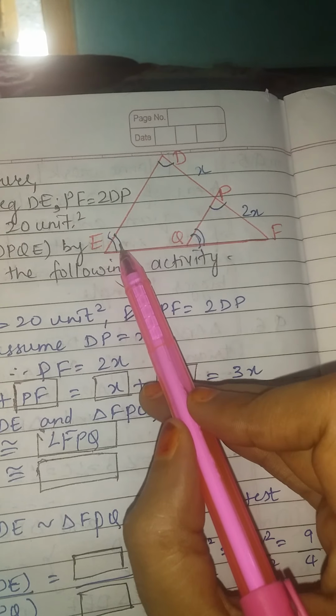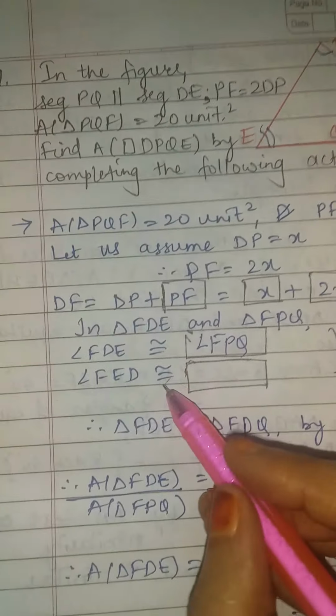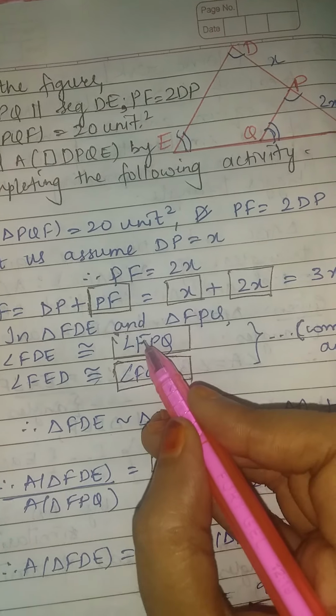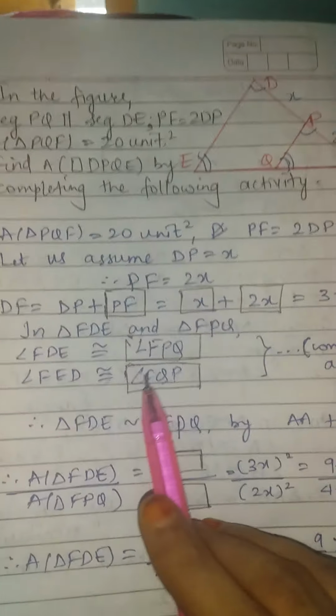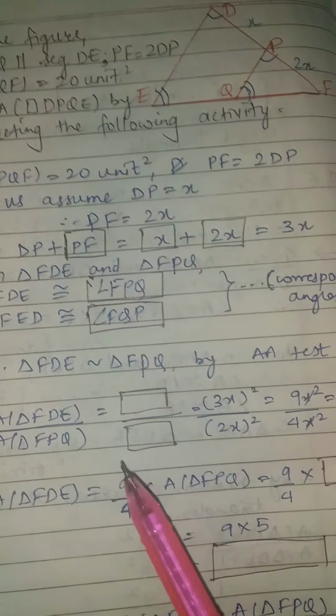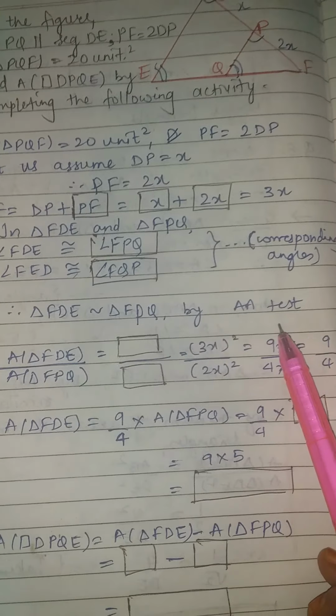Angle FED, this angle which I have marked this way, will be congruent to angle FQP. Fine. So we are going to write here angle FQP. Is that clear? And the common reason for the two angles will be corresponding angles since the segments are parallel. Therefore, triangle FDE is similar to triangle FPQ by the AA test of similarity.